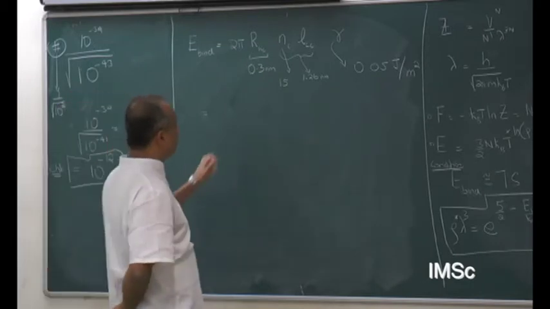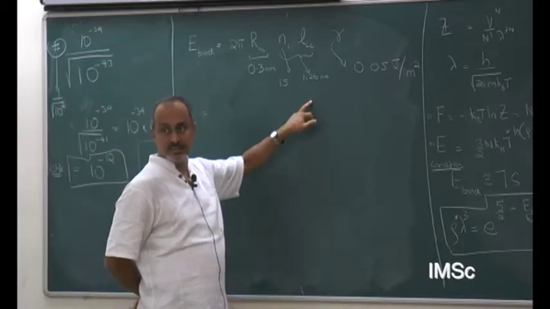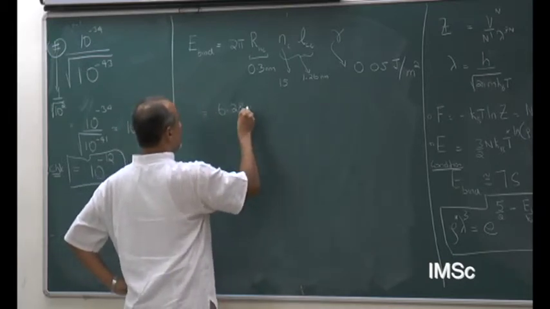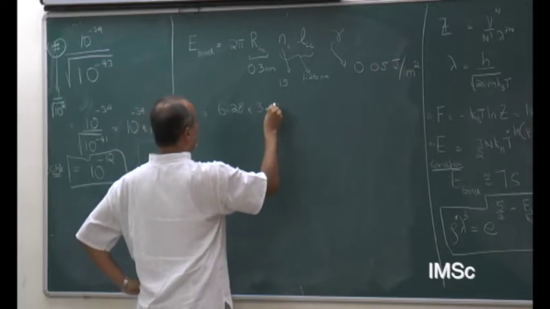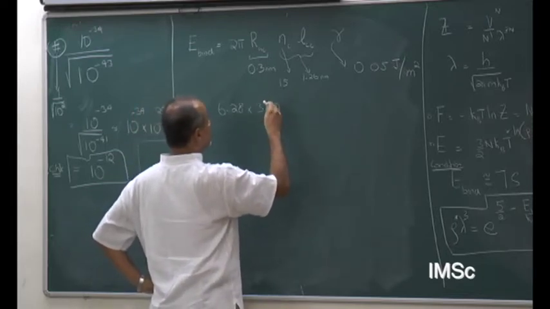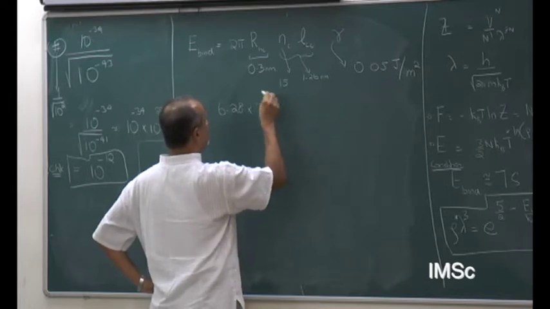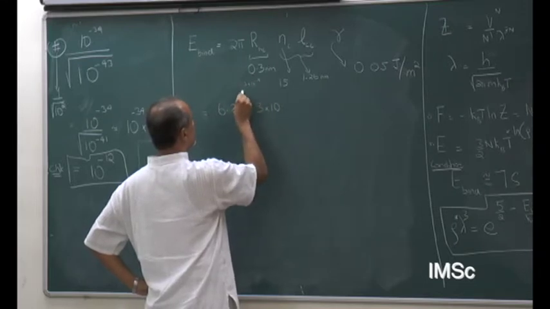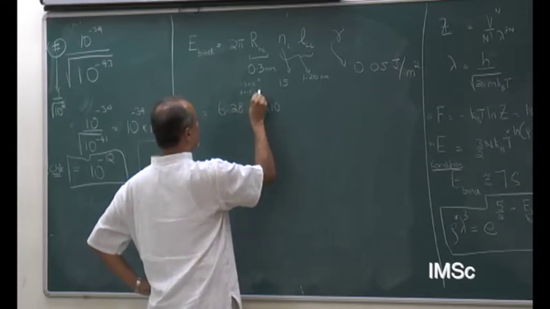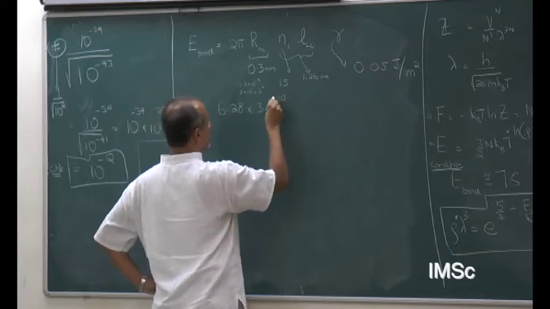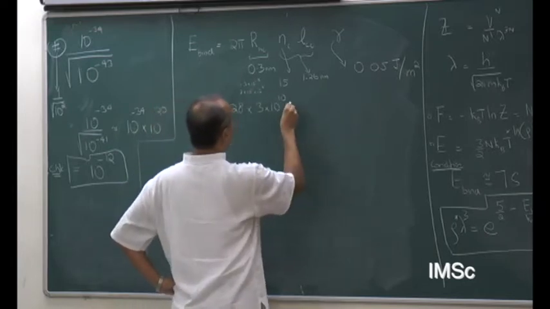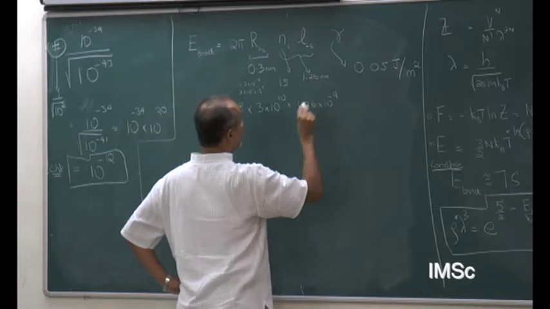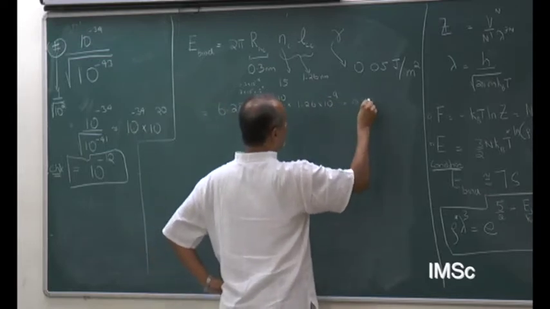You have to worry about all the factors of nanometers. They'll be 10 to the power minus 9 meters. So if you want, we can just try again. This is 6.28 into 3 into 10 to the power 0.3 nanometers is 3.3 into 10 to the power minus 9, which is 3 into 10 to the power minus 1 into 10 to the power minus 9, which is 3 into 10 to the power minus 10 from there. Then I have a factor of 1.26 into 10 to the power minus 9 into 0.05.